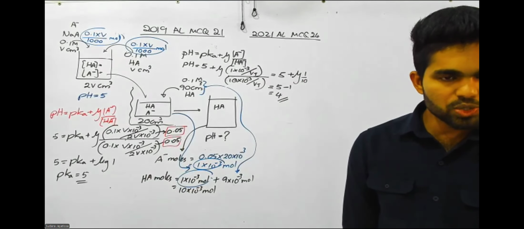P, pH increases. Q, pH does not change as it is a buffer. And R, pH decreases. So what is the answer? What is the answer? Answer is increase, increase, not change, decrease. Answer 2, right? Answer 2. Good.